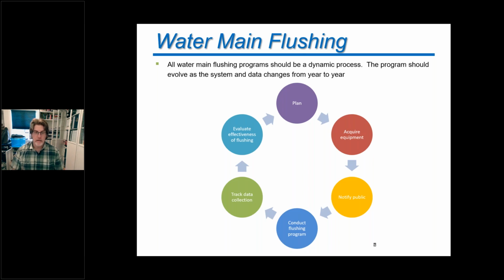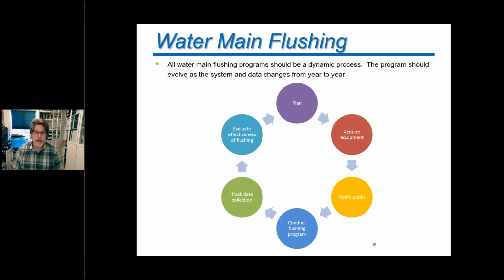where if we start up at the top there with the planning, right? It's okay, we have a plan. This is how we're going to do flushing this year. We got all the right equipment to do the flushing that we want to do. We've notified the public of the flushing. We went out, we did the flushing, we looked at all our data, we really evaluated then, okay, this was our goal, this is what we did, this is what we achieved.